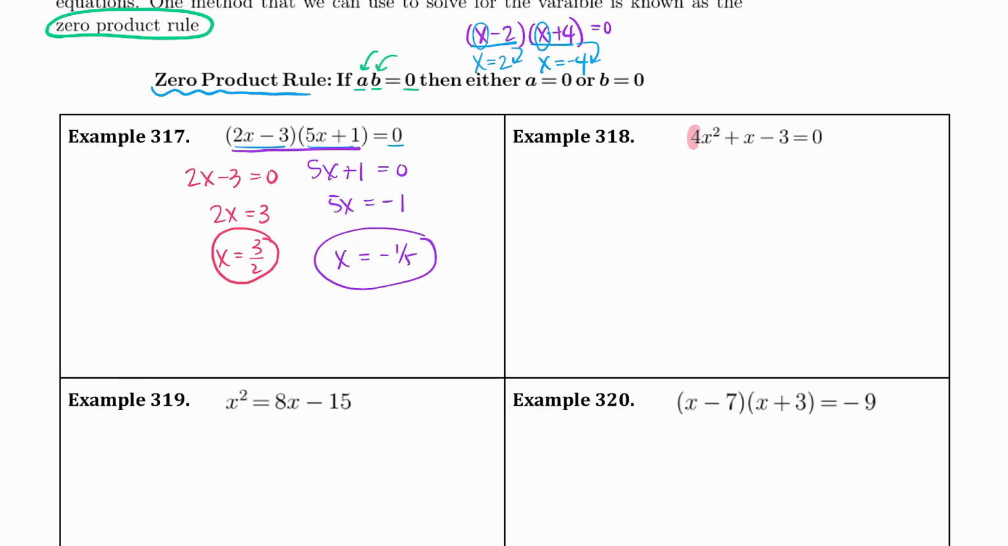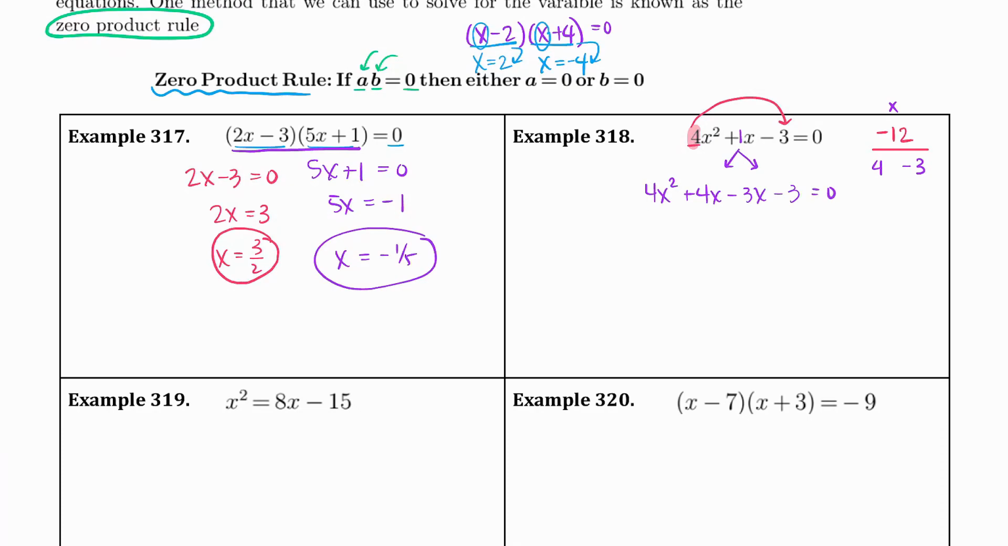Okay, so here we have a quadratic where a is greater than 1. So this is where we use either the AC method, or factor by grouping. We multiply our 4 times negative 3. We get negative 12. We've got to think of two numbers that multiply to give me negative 12 and add to give me 1. Well, that's going to be a positive 4 and a negative 3. So let's use those to rewrite this using four terms. We have 4x squared plus 4x minus 3x minus 3 equals 0.